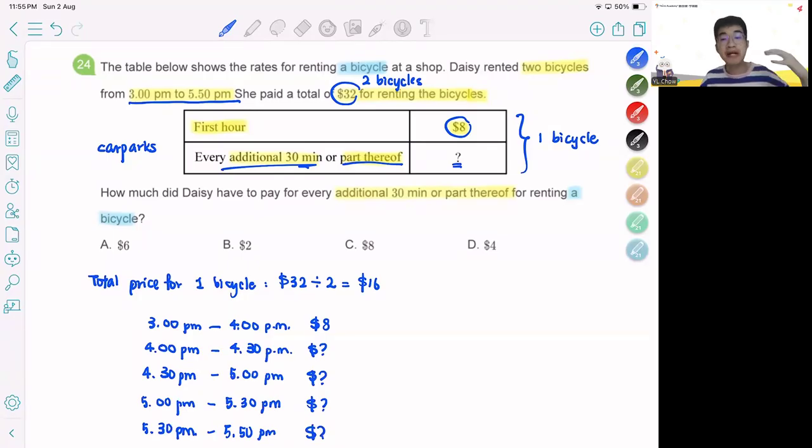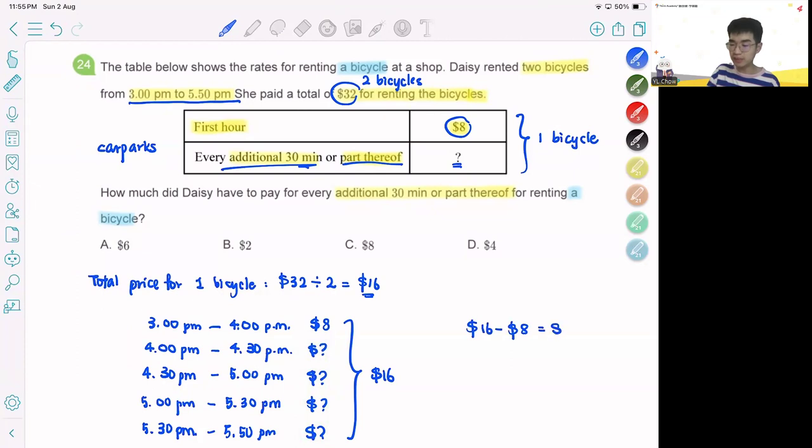Now, she rented one bicycle for all this time, and in total, she paid $16, right? So all of these will total to $16. $8 plus 4 times this mystery payment is $16. That means the 4 mystery payments will add up to $16 minus $8 equals $8. Each mystery payment will be $8 divided by 4 equals $2, which is why the answer is actually B.